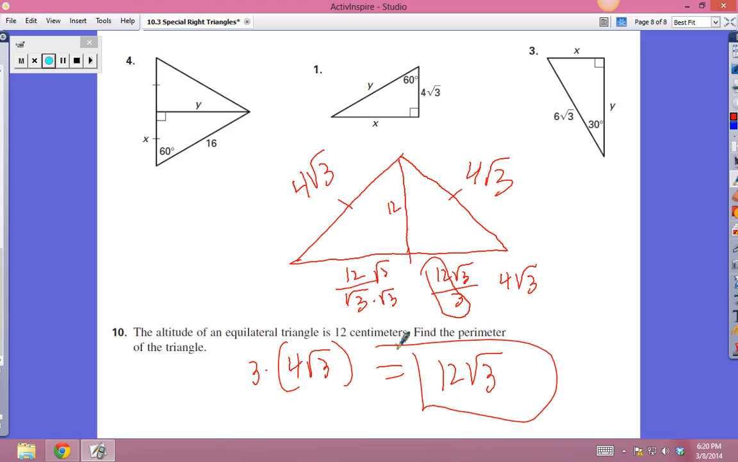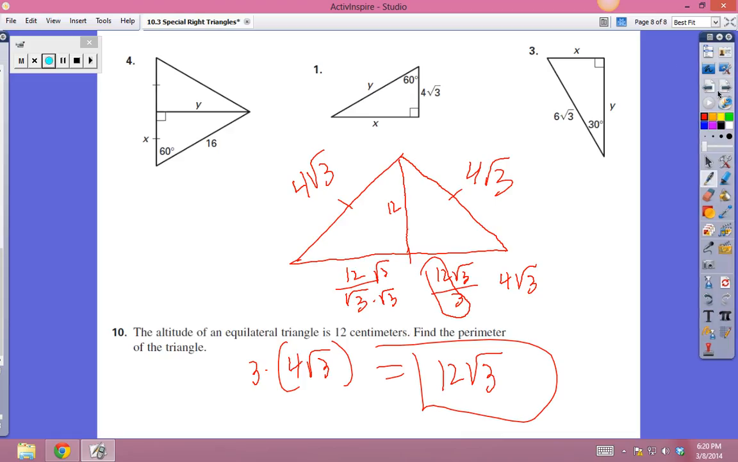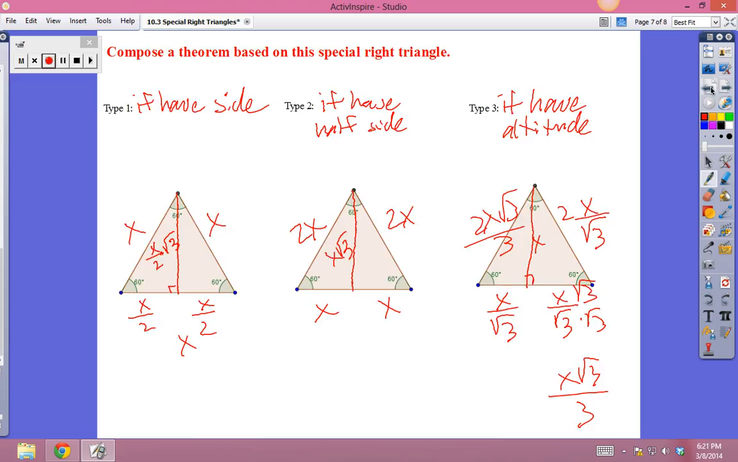So these are the 2 types of triangles. One comes from a square, one comes from an equilateral. When you come across a 45, 45, 90, or 30, 60, 90, if you remember these patterns, you never have to do any calculations. It'll save you a lot of time and work. And that is it.